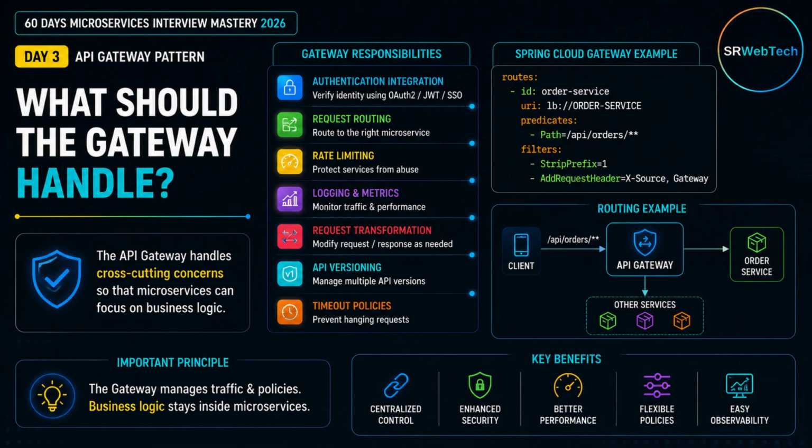The API gateway handles common API concerns such as request routing, authentication, rate limiting, logging, metrics, and API versioning. With Spring Cloud Gateway, requests can be routed to services using defined paths and service names. The gateway manages traffic and shared policies, while business logic stays inside the microservices. This keeps the gateway focused and prevents it from becoming another business layer.